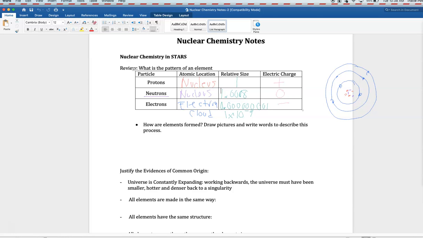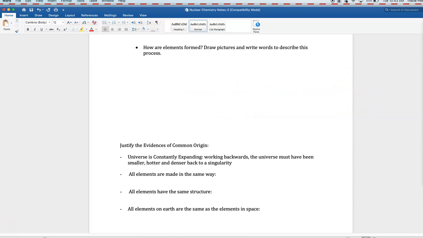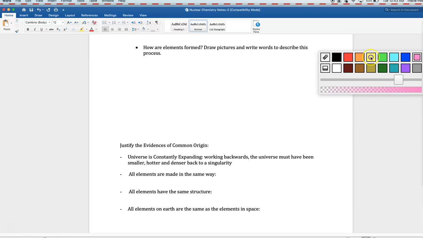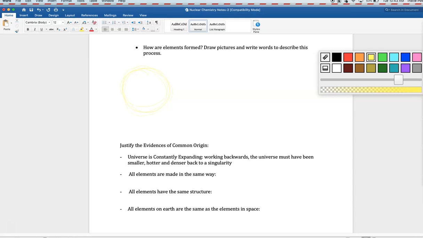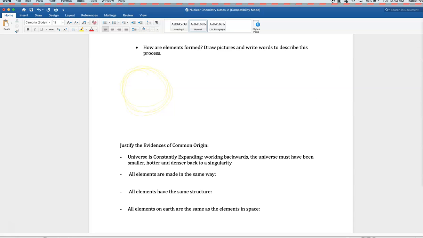This is what every atom is shaped after. Protons and neutrons in the nucleus and electrons on the outside. And so based on that pattern, we can form new and more interesting atoms. And so that's what we're going to do next. How are elements formed? All right, so in stars, the first thing, you need a star. And inside stars, something's happening, and that thing is called nuclear fusion.